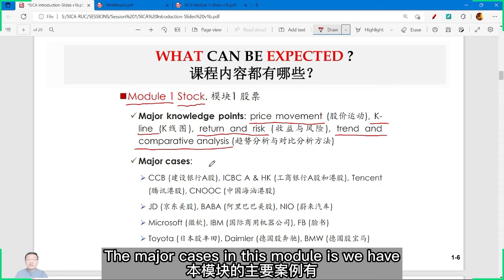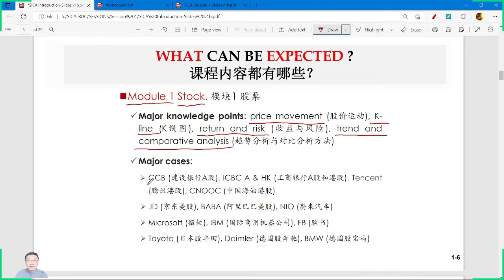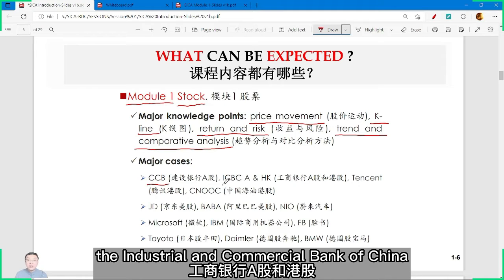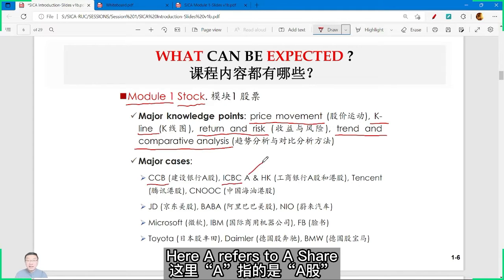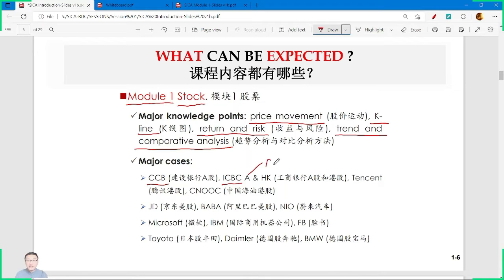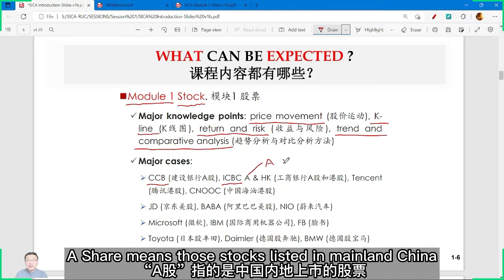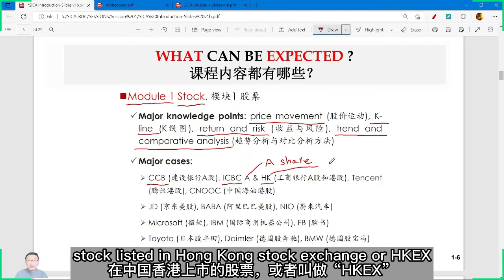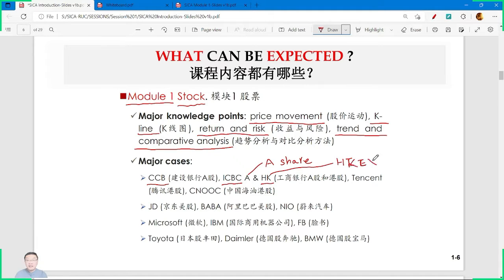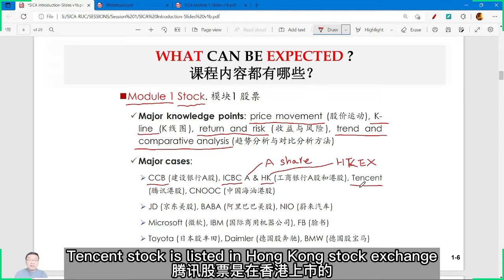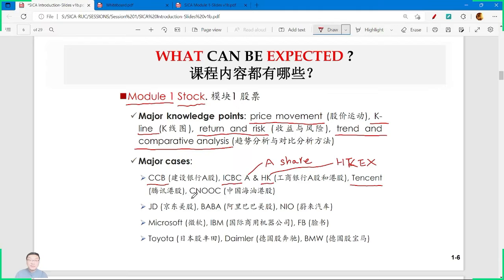The major cases in this module include China Construction Bank and the Industrial and Commercial Bank of China. Here A refers to A share. A share means those stocks listed in mainland China. Here HK means stock listed in Hong Kong Stock Exchange, or HKEX. Tencent stock is listed in Hong Kong Stock Exchange.